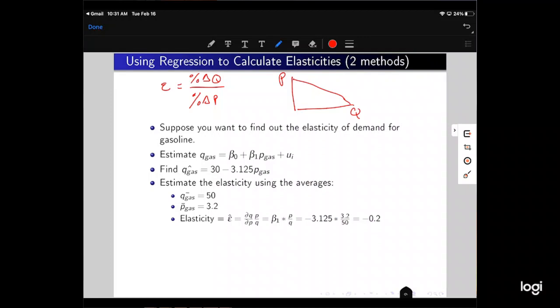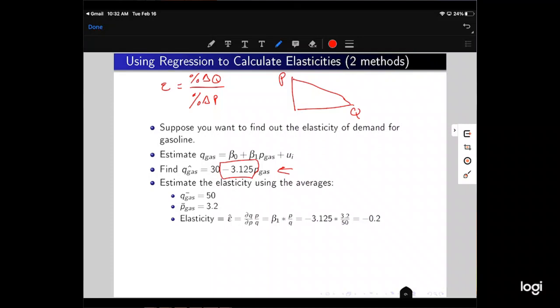To figure this out, we're going to estimate a model of the quantity of gas as a function of the price of gas. We find that the regression output looks like this: quantity of gas equals 30 minus 3.125 times the price of gas. We're going to estimate the elasticity using averages. This is not the elasticity yet. We will get to calculating the elasticity in two ways here.